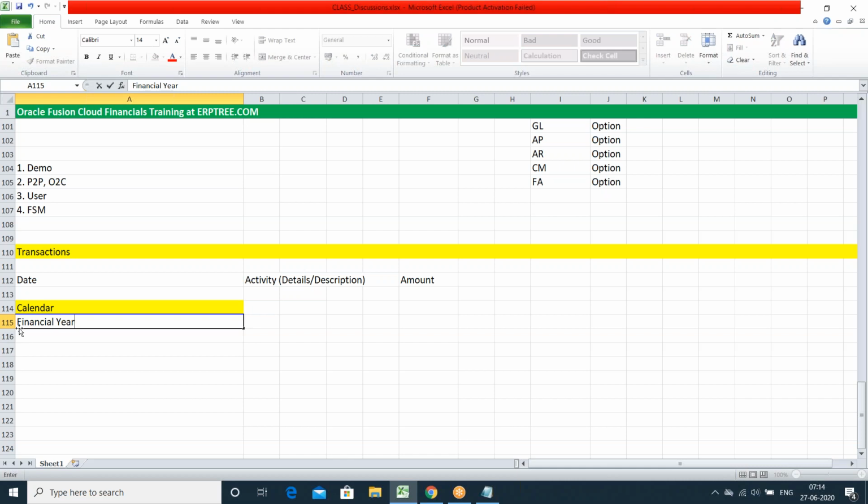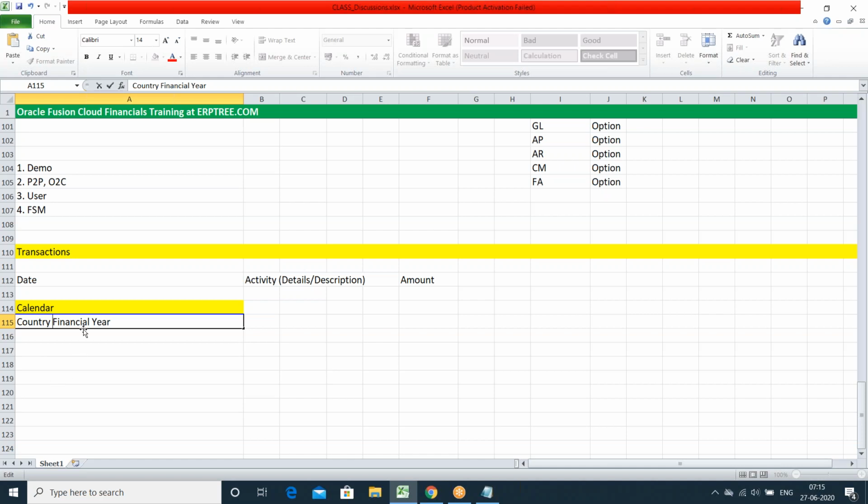Financial year. So country financial year. How to create the calendar? For which country we are implementing, that country's financial year we have to follow. Based on the country financial year, we can create the calendar.